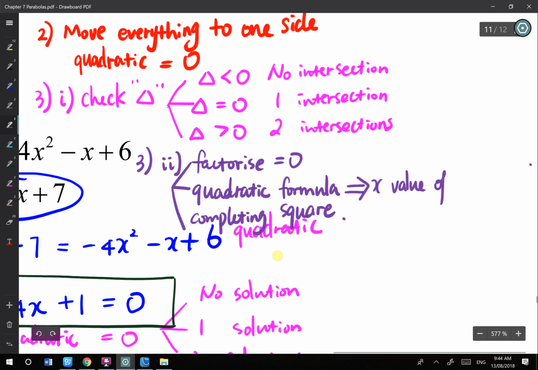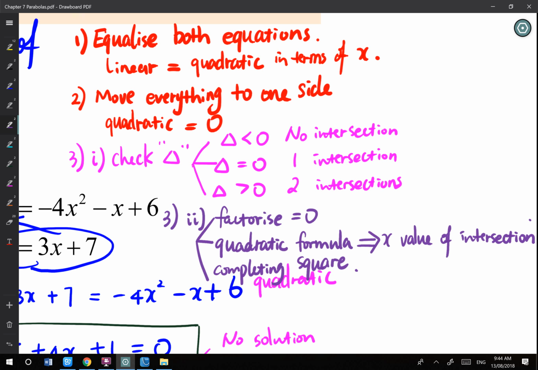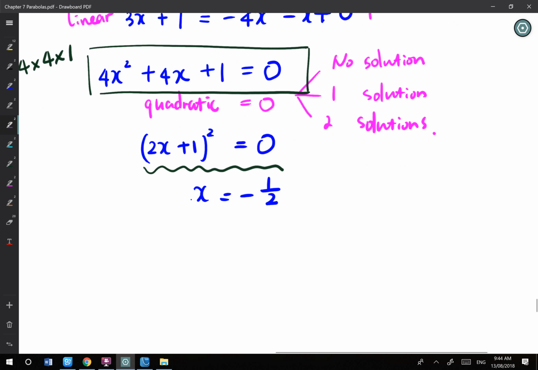The x value of intersection. Well, it's not the coordinates yet. So, for example, up to here, I have worked out the x value of intersection is -1/2. How should I work out the y value?